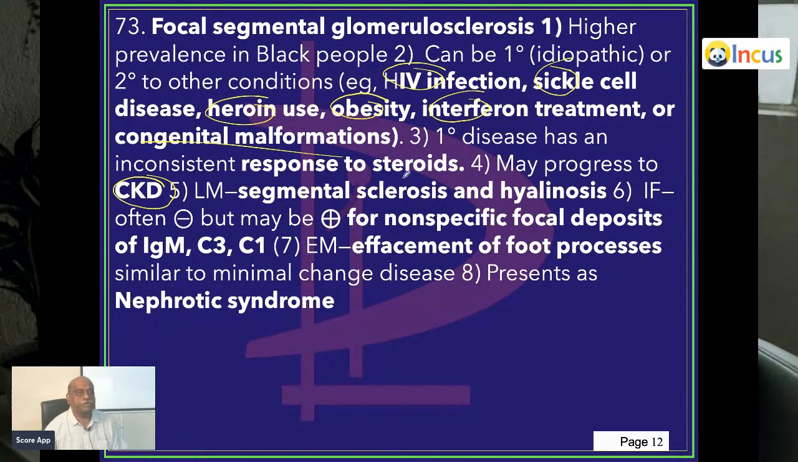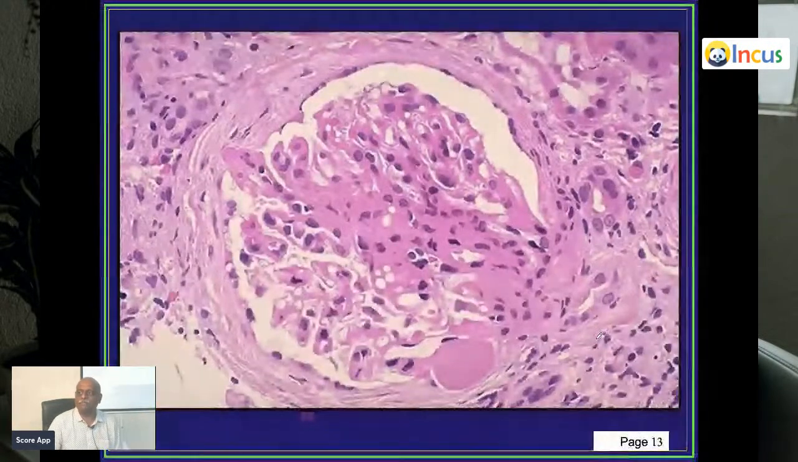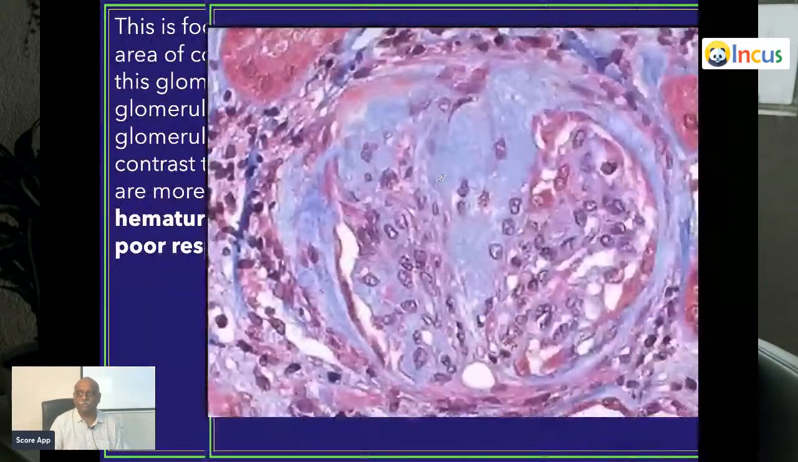And what you see on light microscopy: you can see all that hyalinosis, segmental sclerosis; all that you can appreciate on light microscopy. Immunofluorescence is negative, but there can be focal deposits of IgM, C3 and C1. Electron microscopy shows effacement of foot processes, similar to minimal change disease. That's the reason it presents like nephrotic syndrome, is what you need to remember. So you can see all that hyalinization, scar formation in the glomerulus in FSGS, is what you need to remember.